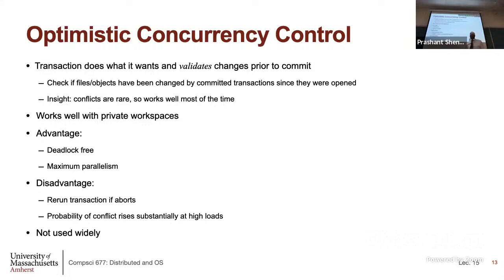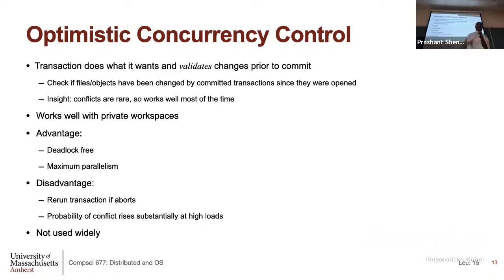Disadvantages: if the transaction aborts, you have to rerun it. And furthermore, the probability of conflict actually goes up as the load goes up. As the load goes up, there are more transactions in the system, and the probability that any two of them touch the same data item and cause a conflict starts going up. If transactions are operating on different parts of the database, there's no conflict to begin with. But as the load goes up, the chances that two of them will conflict will go up. So that's a disadvantage.